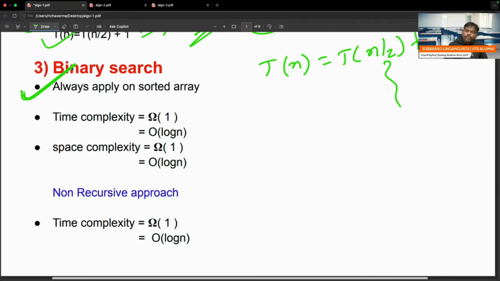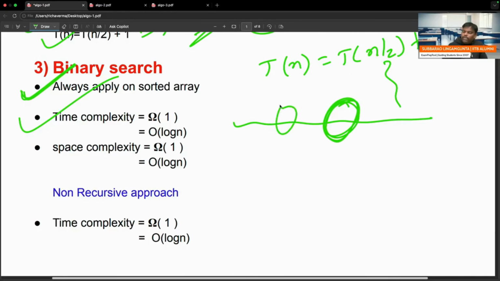Okay, next one. What is the binary search time complexity? If you are lucky, you get the element at the middle itself, so the best case is 1. What is the worst case? Again by 2, again by 2, by 2, by 2. Worst case is log n. Worst case and average case. Let me write now: it is the best case, it is the worst case, average case.